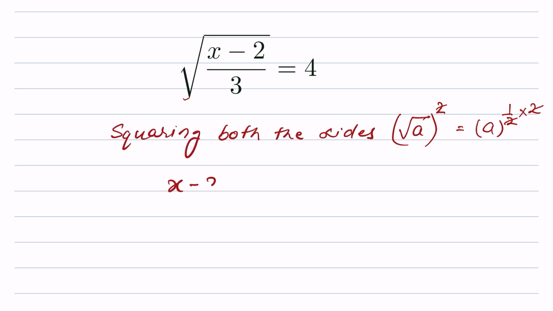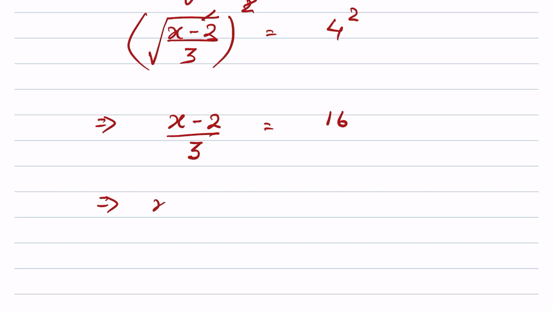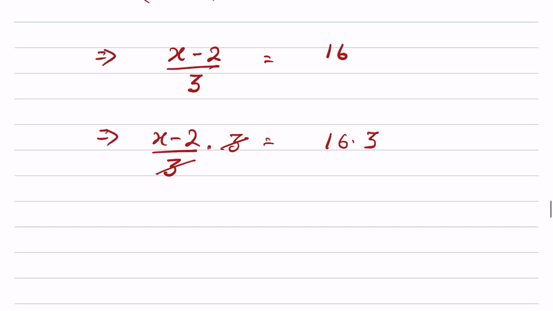The square root of (x minus 2) upon 3, whole squared, is equal to 4 squared. The square root is removed with the square, so we get (x minus 2) upon 3, and 4 squared is 16. Now multiply both the sides by 3. So this 3 and 3 get cancelled, and x minus 2 is equal to 48.